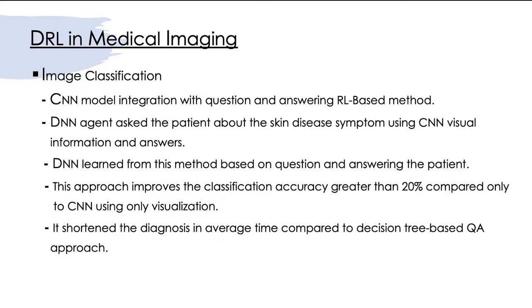Image classification. A CNN model integrated a question-and-answering RL-based method, where the deep neural network agent asks the patient about skin disease symptoms using the CNN visual information and answers. And the DNN agent learned from this method based on the questions and answers from the patient. This approach improves the classification accuracy by more than 20% compared with the CNN using only visualization. And it shortened the average diagnosis time compared to the decision tree-based QA approach.